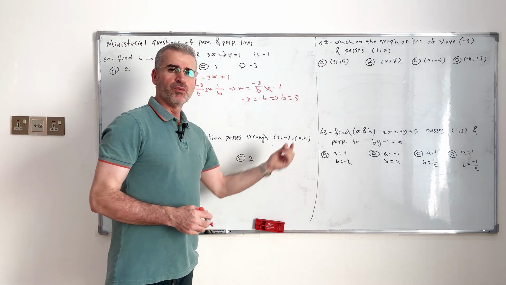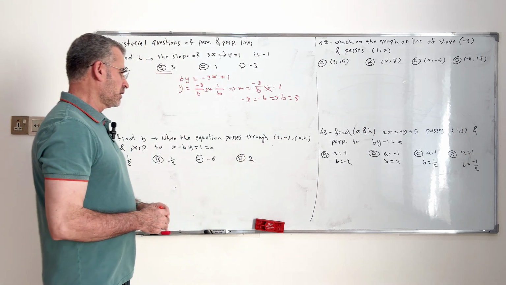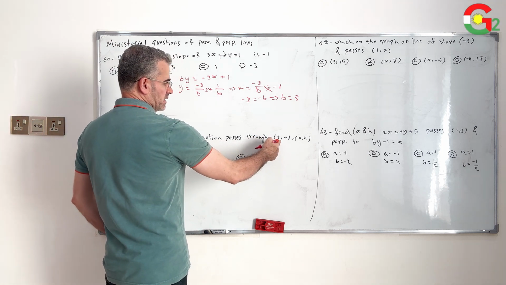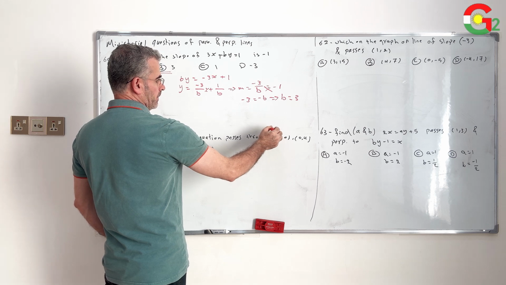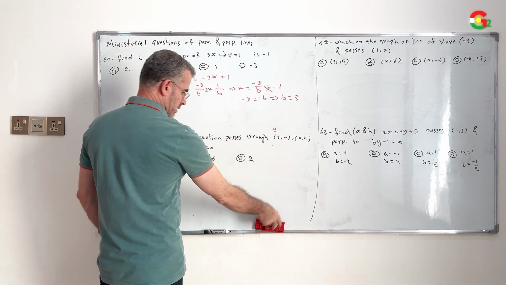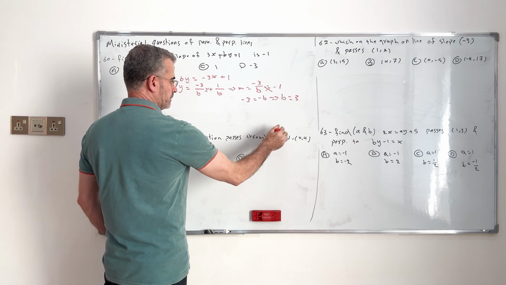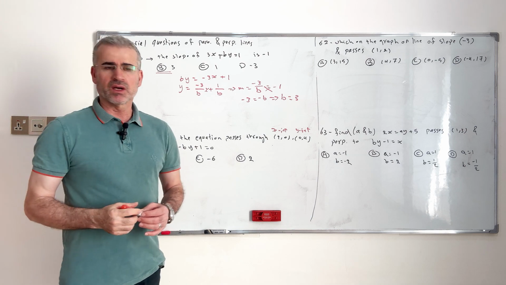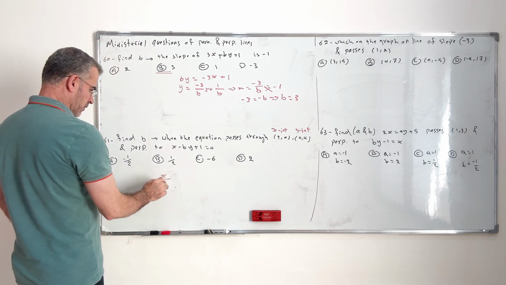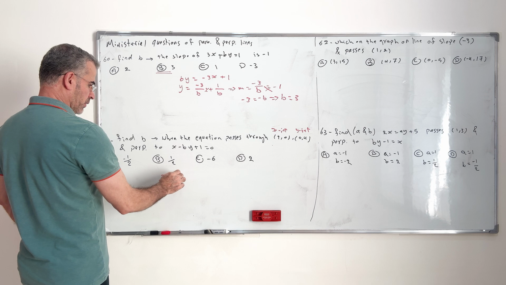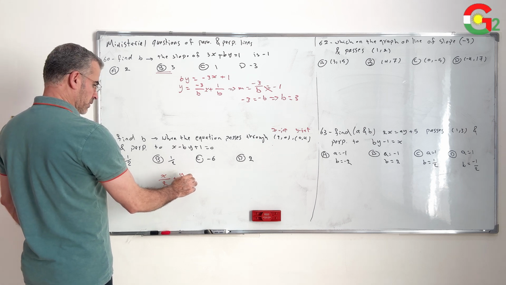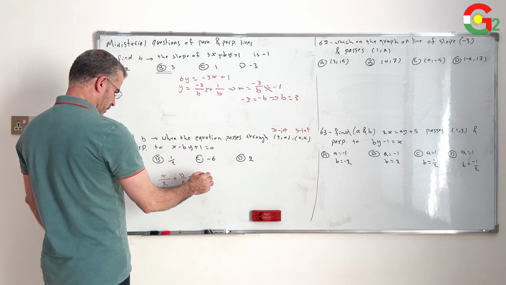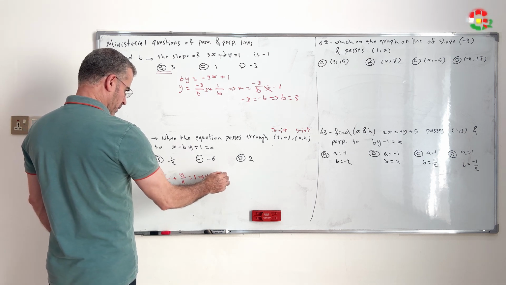Since I have 2 points on the line, I can find the equation of the line perpendicular to this line. This point is the x-intercept, and this point is the y-intercept. I can use the x-y-intercept form easily: x over x-intercept plus y over y-intercept equals 1. Multiply both sides by 8, then 4x plus 2y equals 1.